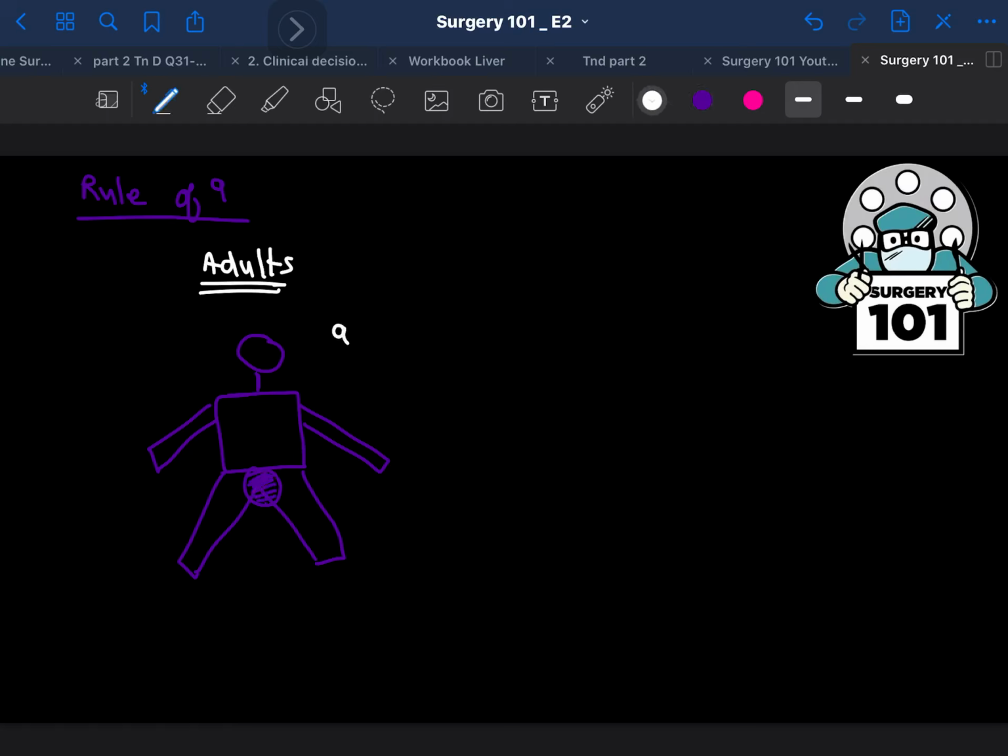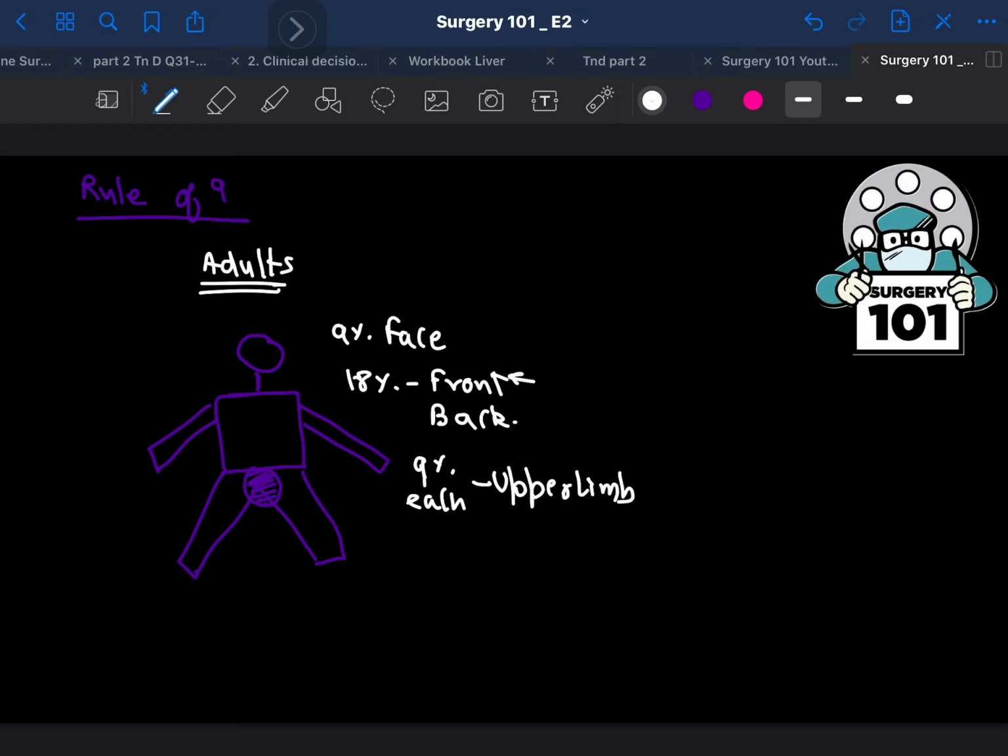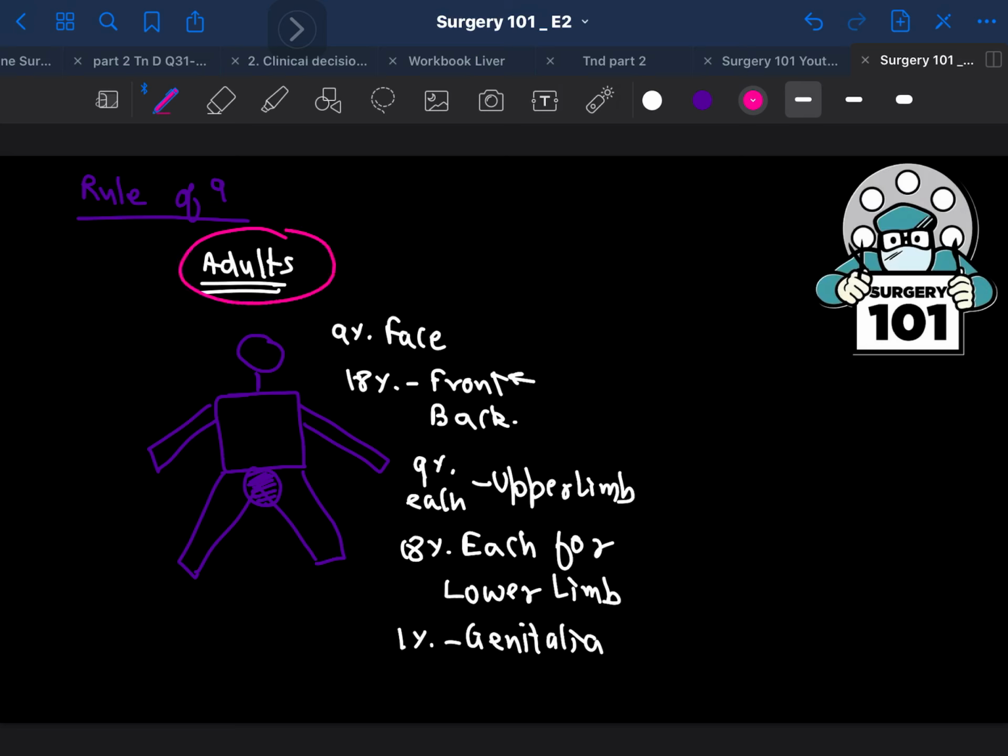Okay, so what do you have? You have 9% for the face. You have 18% for front and back, so whatever, like chest and back. Then you have 9% each for the upper limb. And then you have 18% each for lower limb. And you have 1% for the genitalia. This is what you have. Now, what you need to understand, this is for adults.